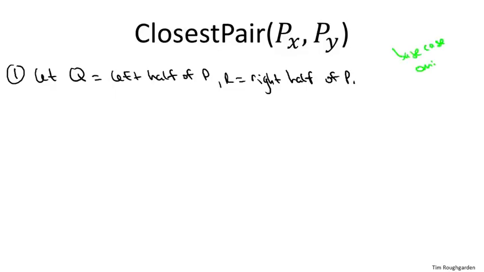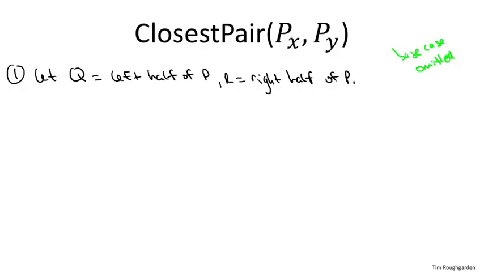I'm not going to bother writing that down. So base case omitted, but it's what you would think it would be. Basically, once you have a small number of points, say 2 points or 3 points, then you can just solve the problem in constant time by brute force search. You just look at all the pairs and you return the closest pair. So think of there being at least 4 points in the input.